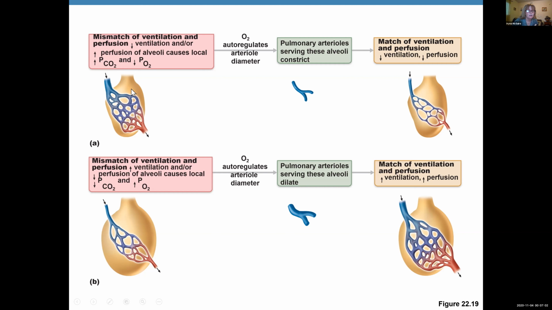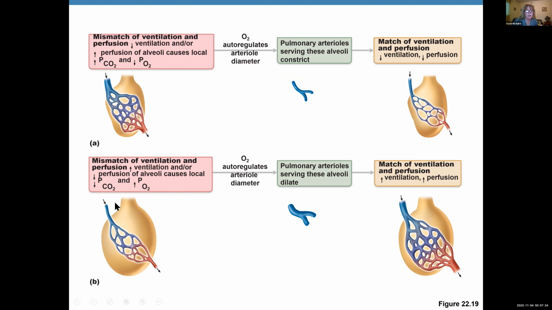When this happens, the arterioles will constrict. And here we have a match, right? So we have ventilation and perfusion coupling over here. When we have more perfusion, the pulmonary arterioles serving this alveolus will constrict, and this will be auto-regulated.